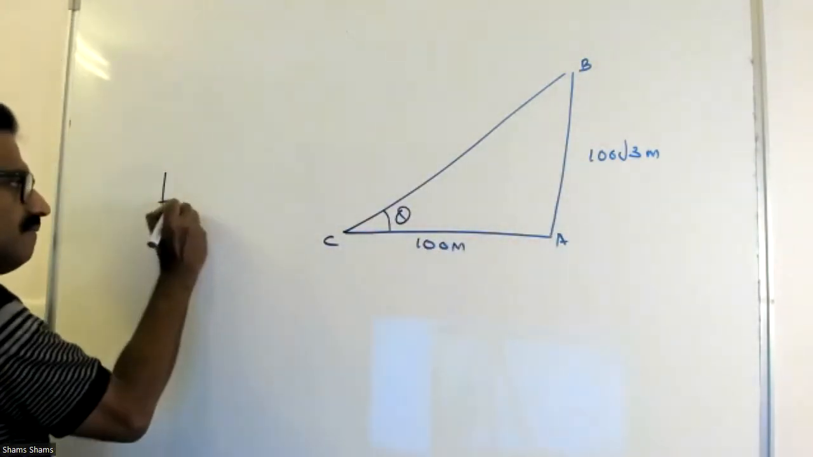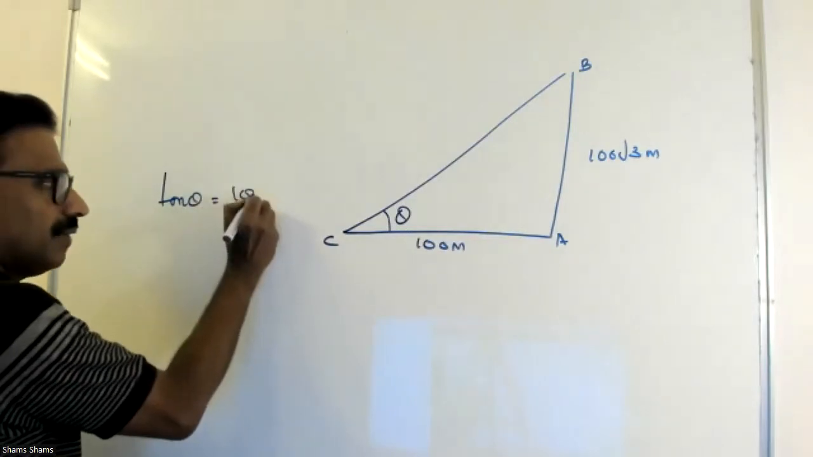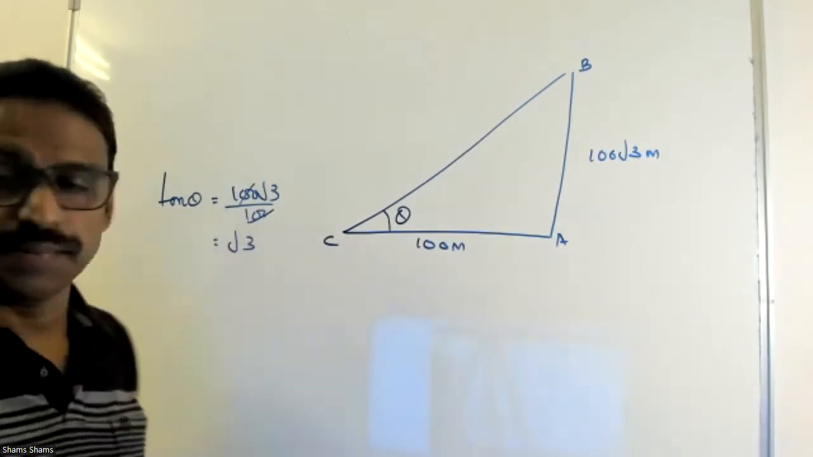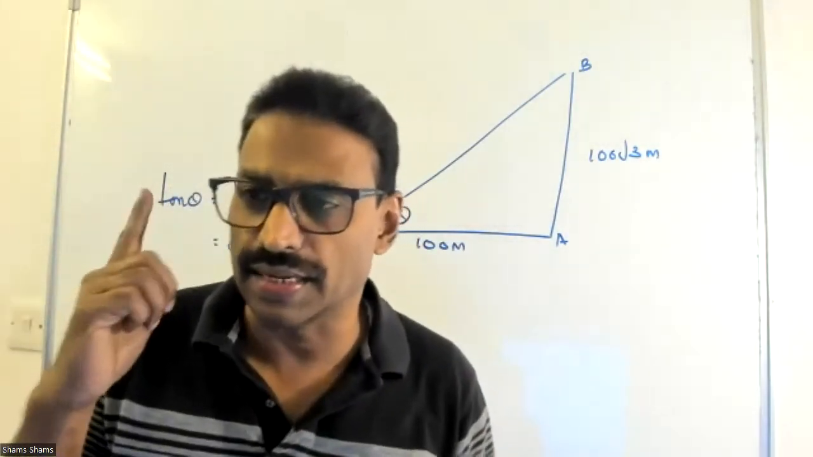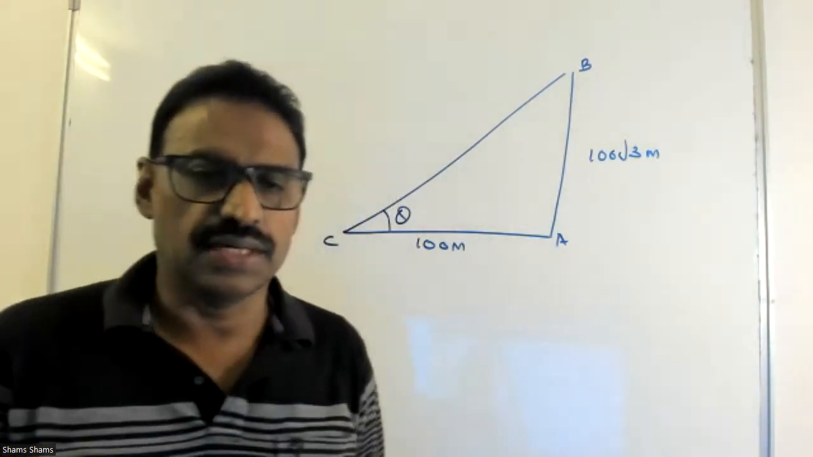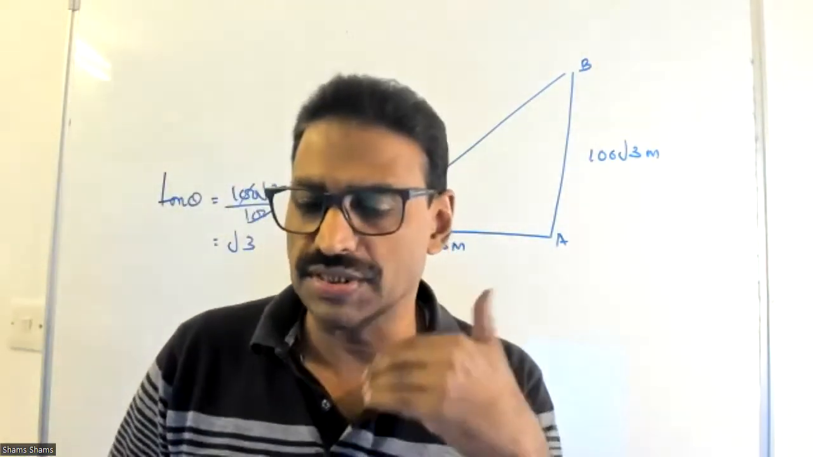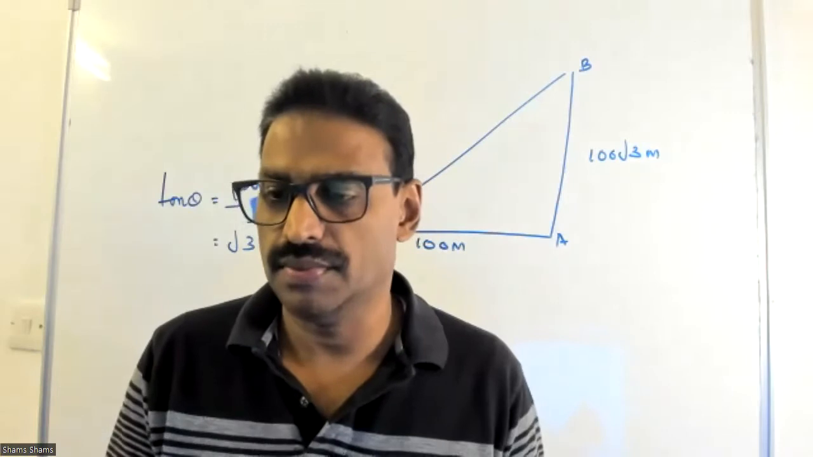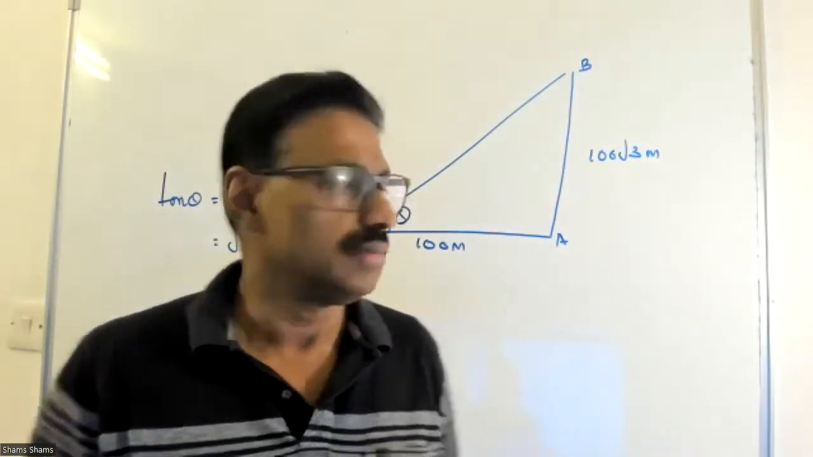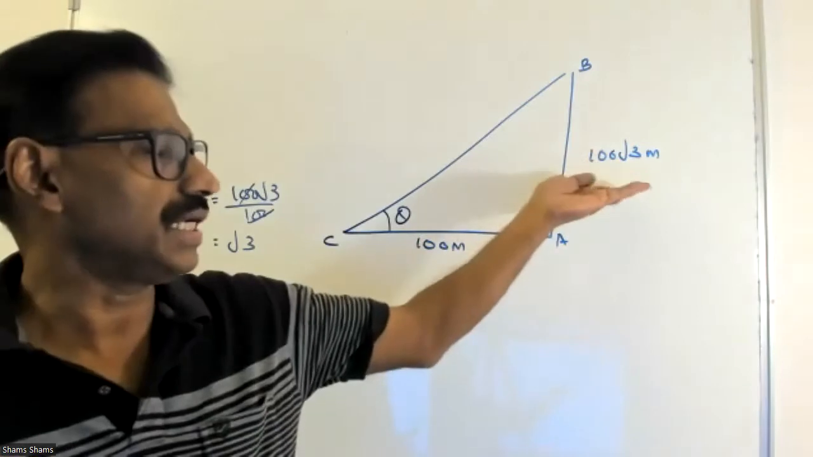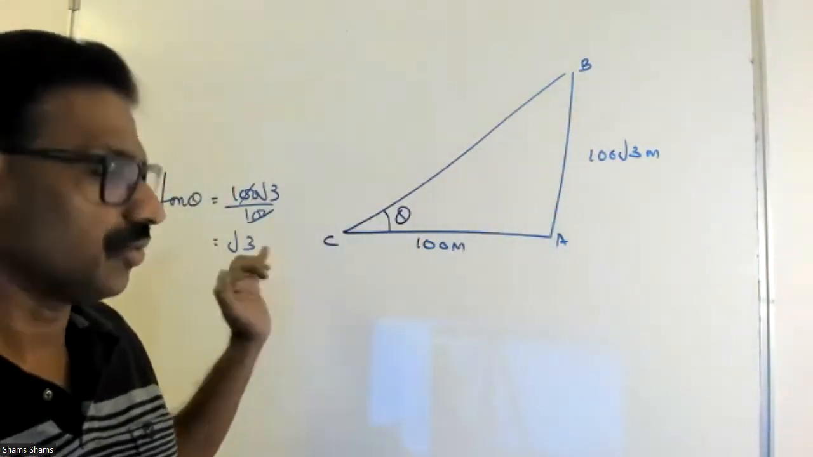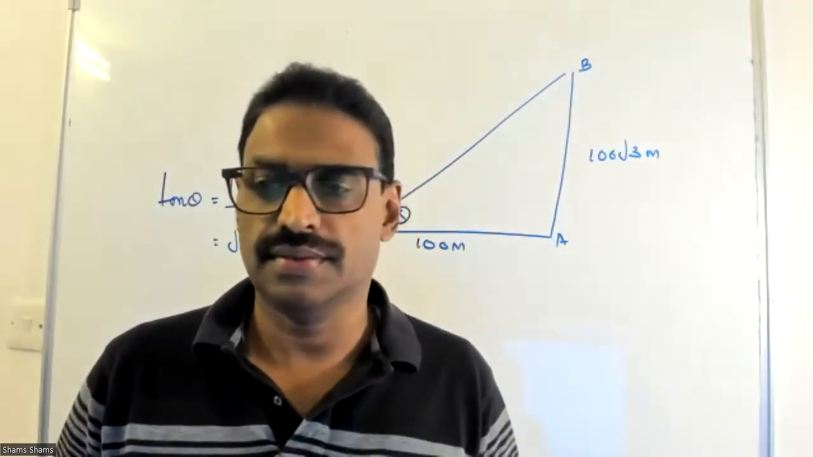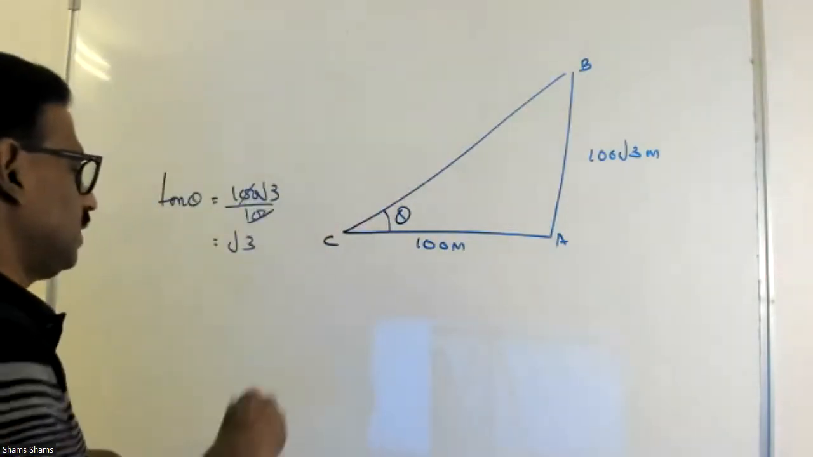Tan theta equal to 100 root 3 divided by 100. So cancel, we get root 3. Now we know the table. Tan value root 3 comes for which angle? So tan is equal to opposite by adjacent, 100 root 3 divided by 100. So tan theta we got root 3. My question is root 3 value, which tan value? Tan 60. So theta equal to 60.